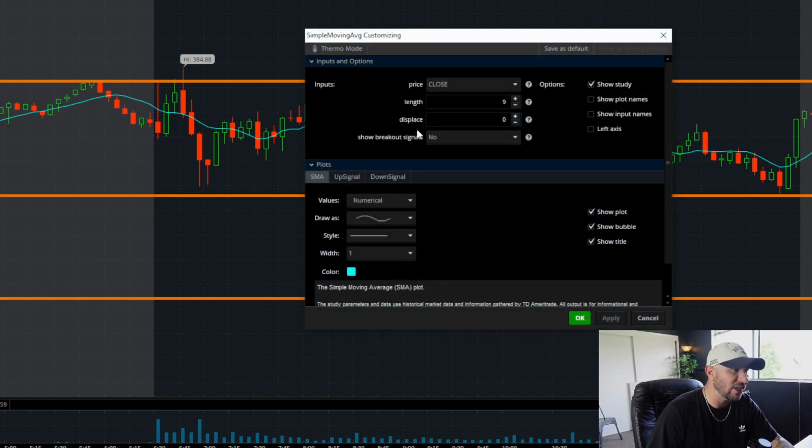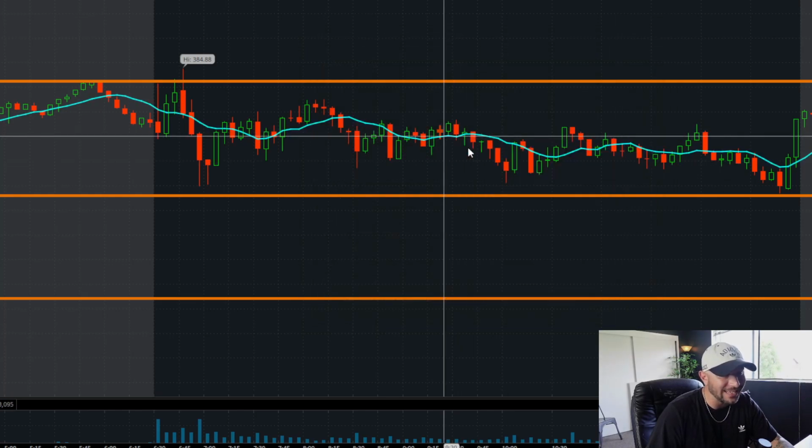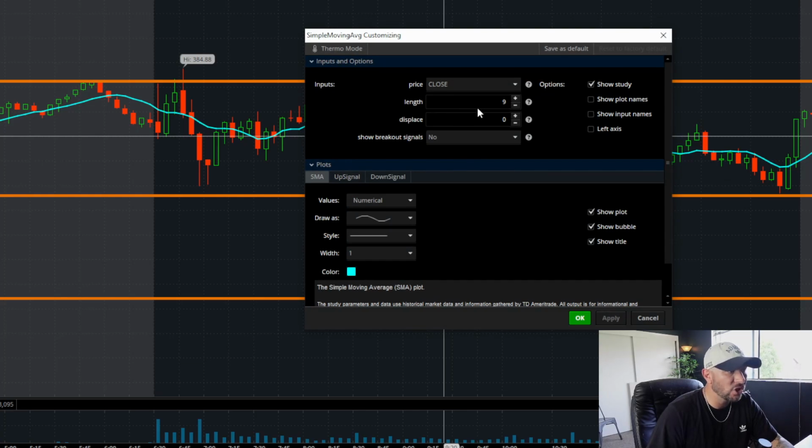I want to change that. So I'm going to click on that. Again, let me show you guys how to do that. You're going to right click on your simple moving average, go to edit study, and click it. What you're going to then do is change the length to 20, and I want to show breakout signals.